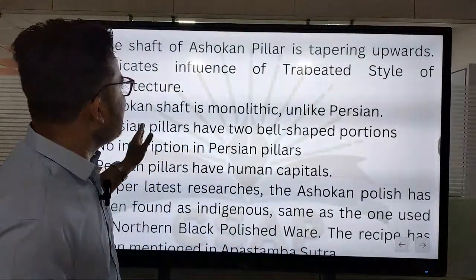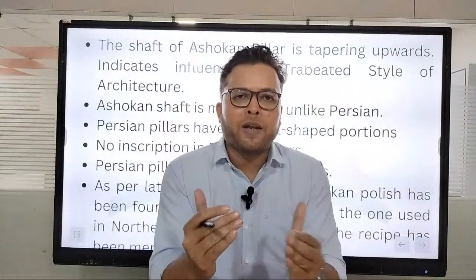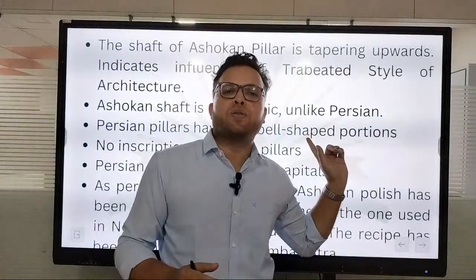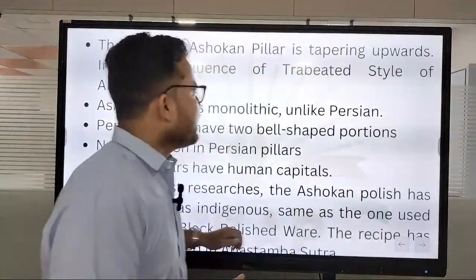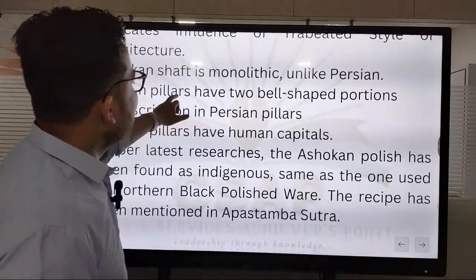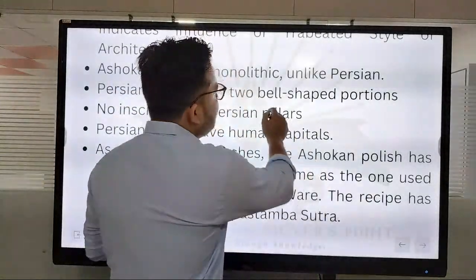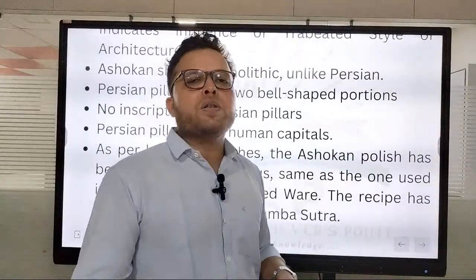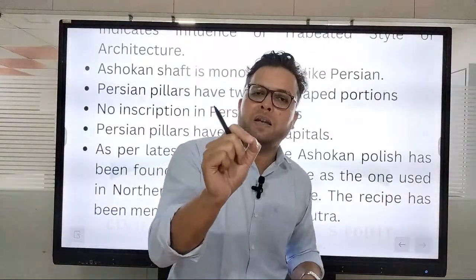Unlike Persian pillars. In Persian pillars the shaft was built by joining several stones, unlike Ashokan pillars, which were built out of a single large stone or rock. Okay? Persian pillars have two bell-shaped portions. Let me show you the inverted lotus, this bell-shaped portion. Persian pillars used to have two bell-shaped portions, but the Ashokan pillars have only one bell-shaped portion or one inverted lotus.